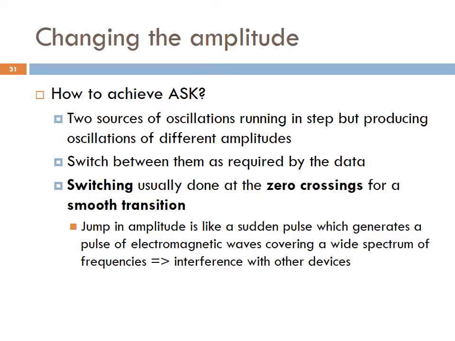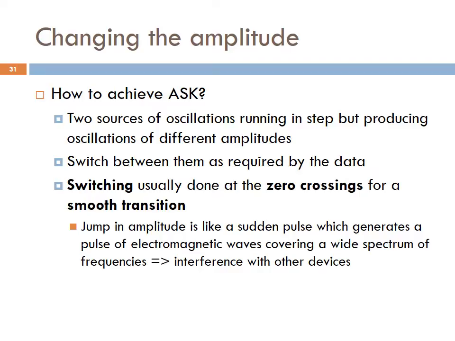So what can you understand by this? Switching is usually done at the zero crossing for a smooth transition. A jump in amplitude is like a sudden pulse which generates a pulse of electromagnetic wave covering a wide spectrum of frequencies. So we will see in more detail the impact of having a smooth transition in amplitude or a sudden switch in amplitude. This has an impact on the spectrum of the modulated signal.